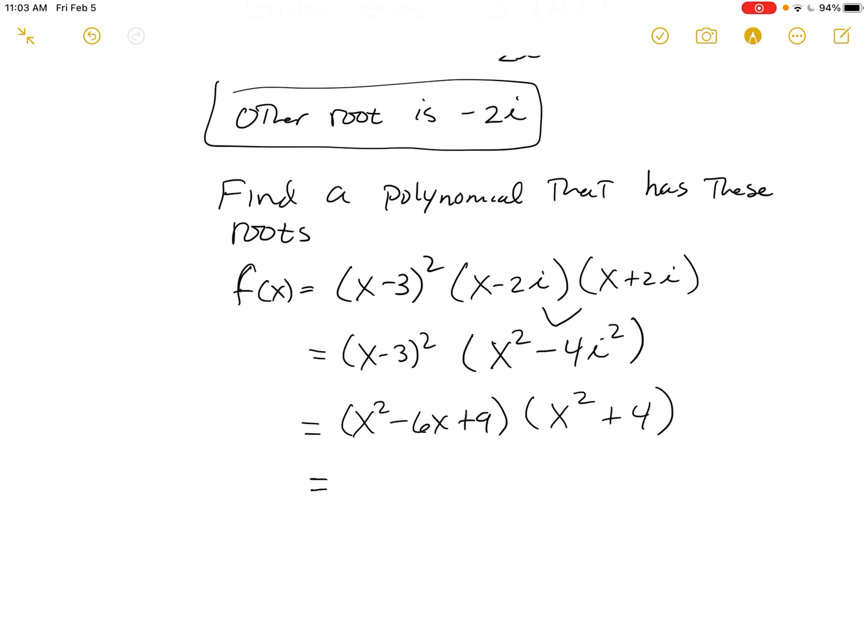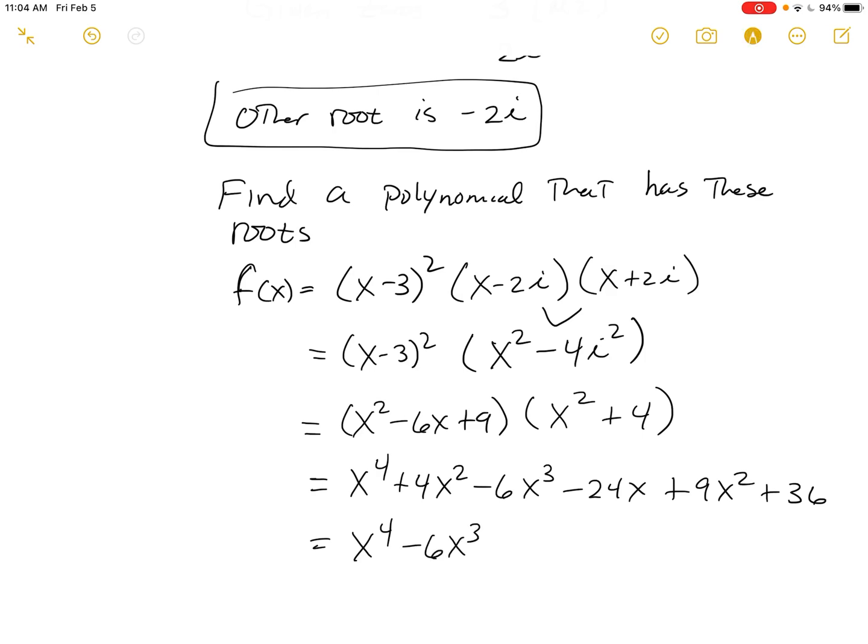And now what we have to do is just run our x squared through, x to the 4th plus 4x squared. Run our minus 6x through, negative 6x cubed minus 24x. Run our 9 through, 9x squared plus 36. Awesome. Not done yet. We got to combine like terms. I'll put it in descending powers of x. That's what they refer to as standard form. 4x squared and 9x squared, that's 13x squared. Negative 6 and negative 24x, right? There's no other x in there.